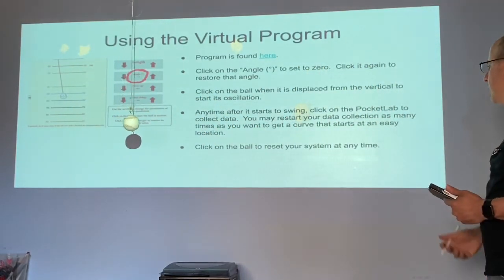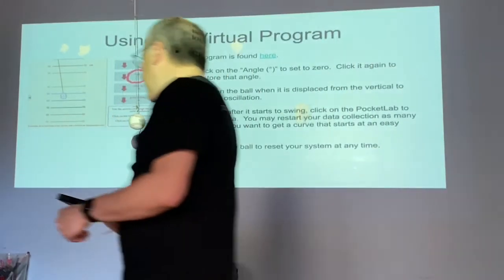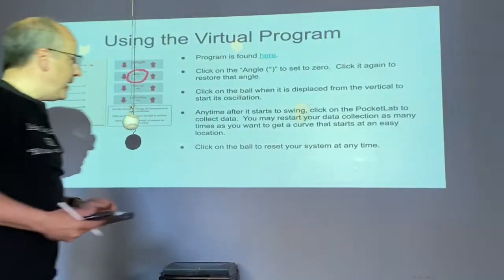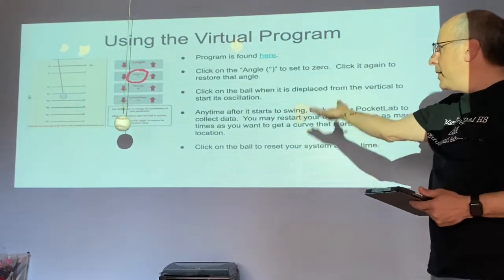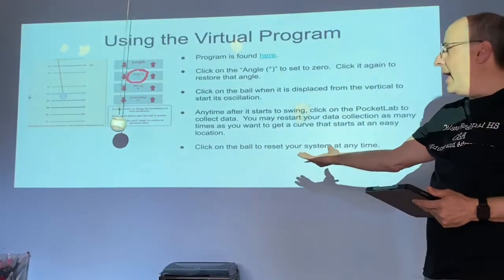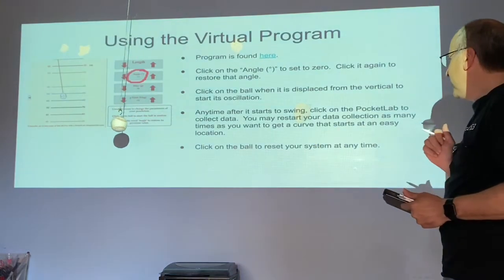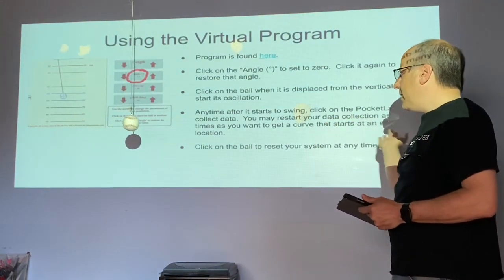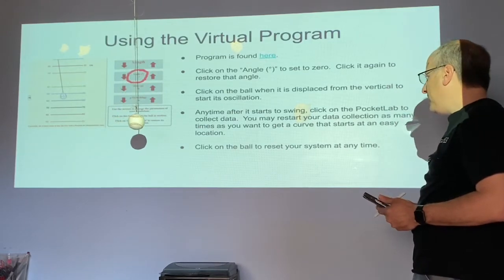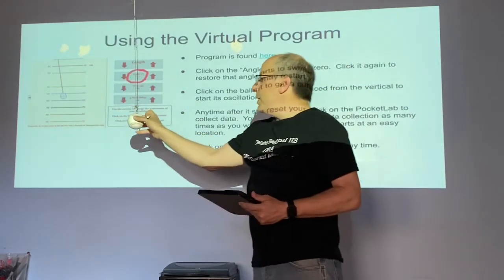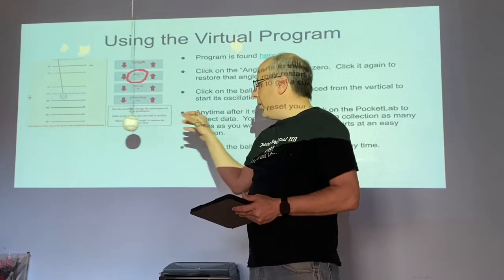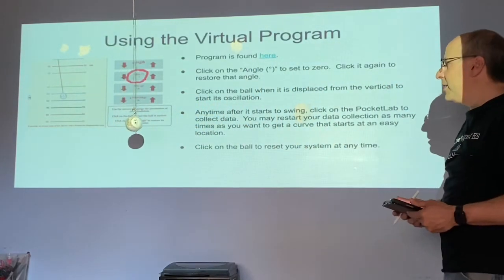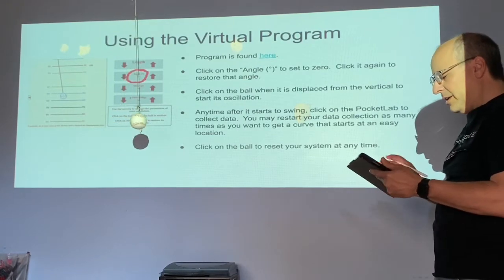Anytime after it starts to swing, you click on the PocketLab, boom, and it will start collecting your data. The data will show up below the window that has the actual action. If you don't like the way your data looks, you click on the PocketLab again and it will start collecting your data again. To reset the system, you have to click on the ball. And the ball's in constant motion, so it might be a little tricky to click on it, but do your best. Time it so that you click on the ball.